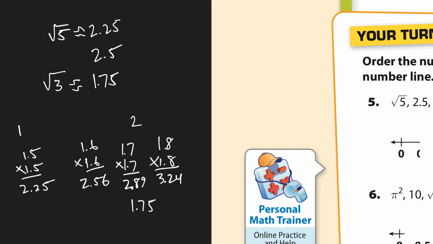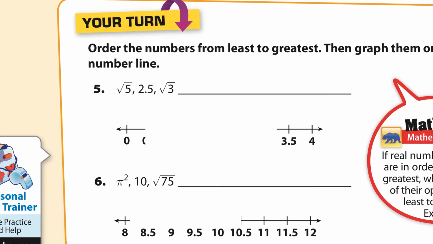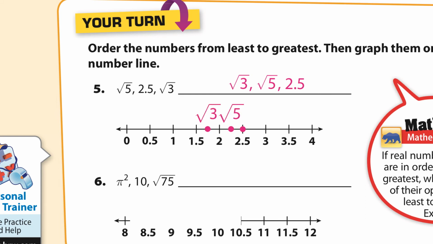Square root of 3 is the smallest. And then goes square root of 5, and then goes 2.5. So here you go with this. And here they are on the number line. About.